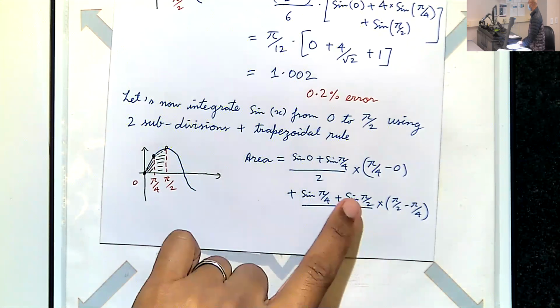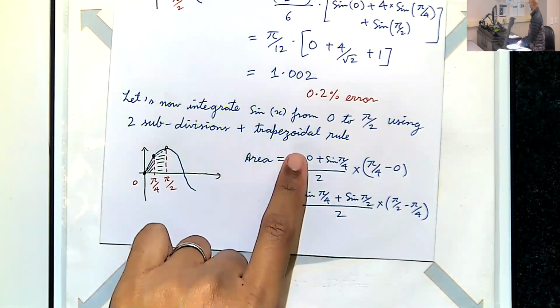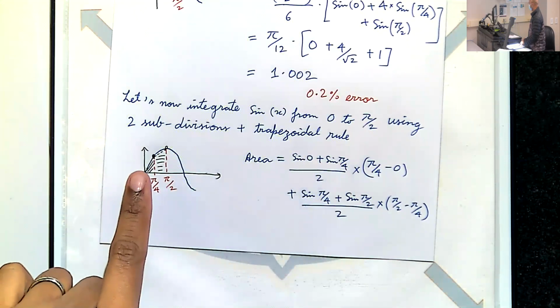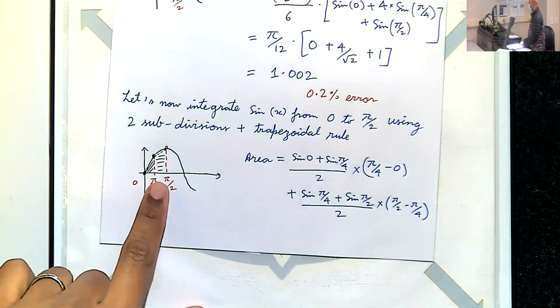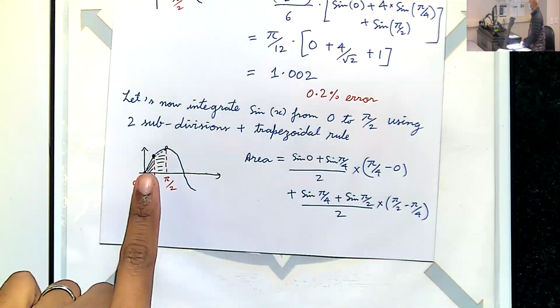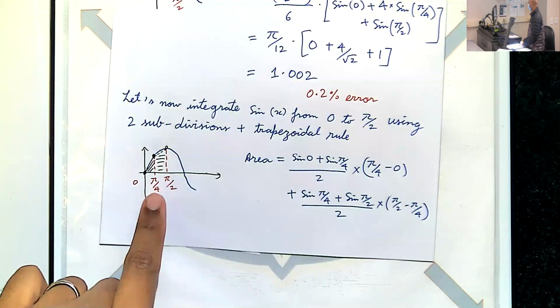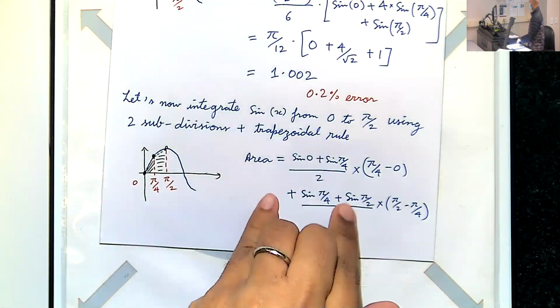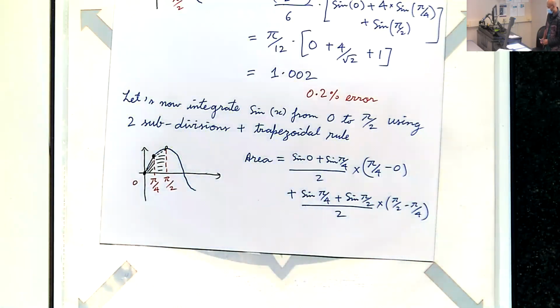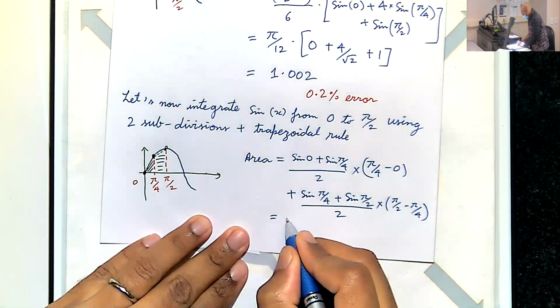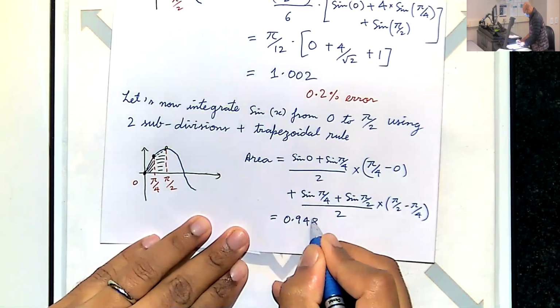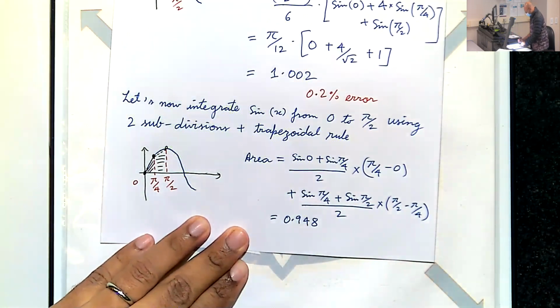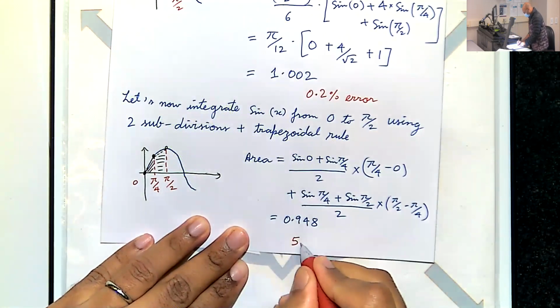Anybody miss a step? It's just FA plus FB. For the first trapezoid, FA corresponds to 0, FB corresponds to pi over 4. For the second trapezoid, FA corresponds to pi over 4, FB corresponds to pi over 2. So same formula for the 2 independent shapes. Okay, and when you do all of this, you'll get 0.948. And this is roughly a 5.2% error.